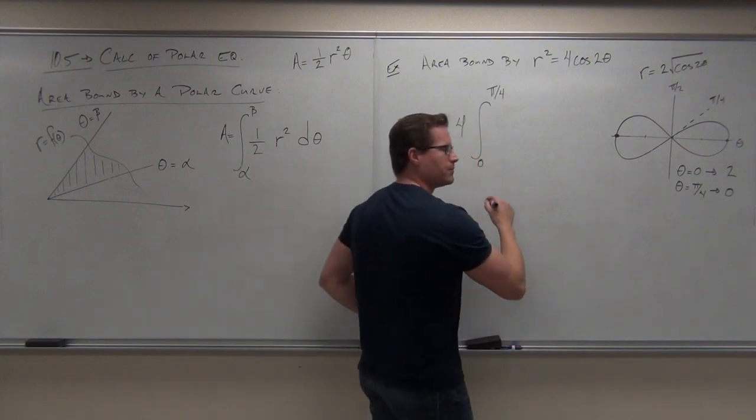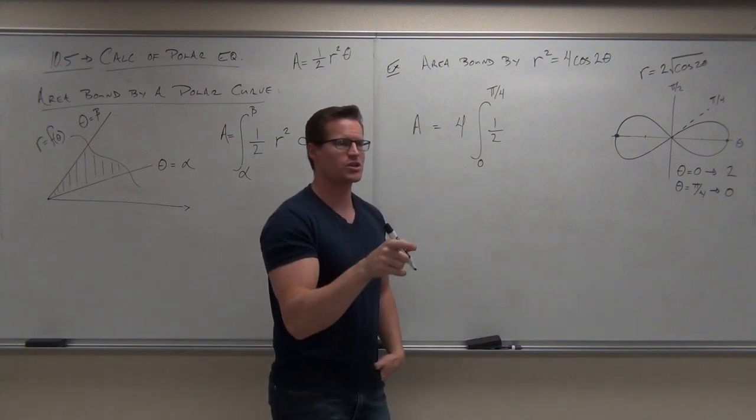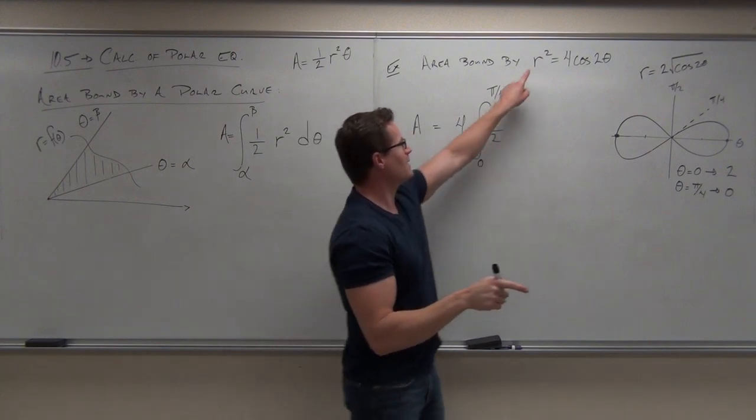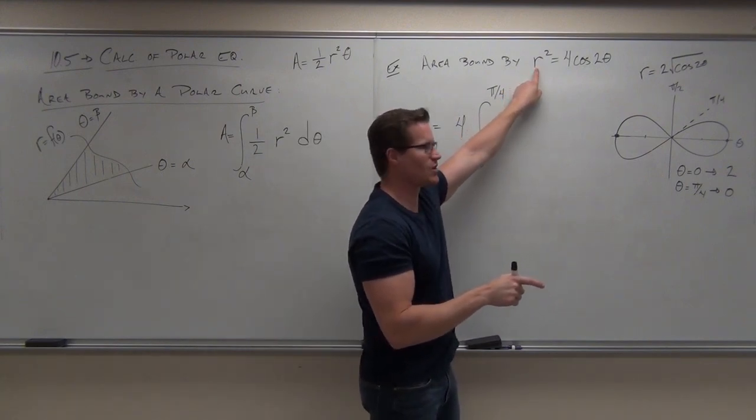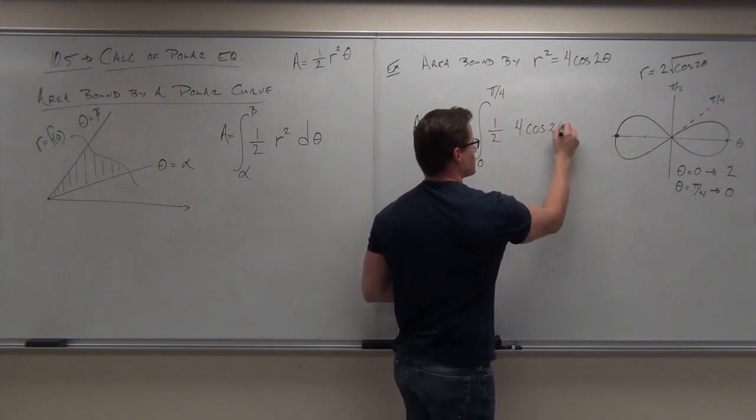What's our formula to start? 1 half, very good. And then? R squared. Now, be smart about this. Look at, we already have r squared. So if this is r squared, I'm just going to have 4 cosine 2 theta.